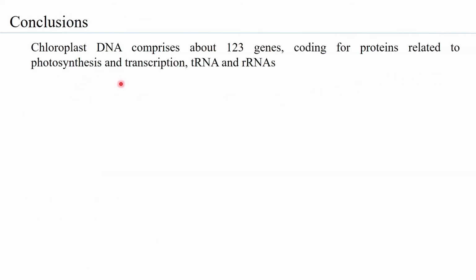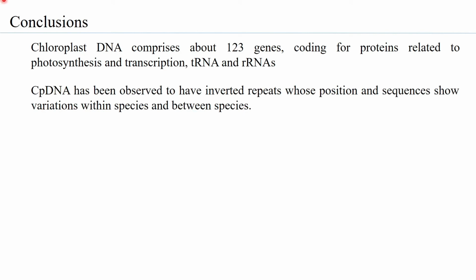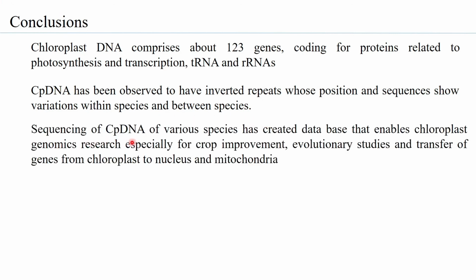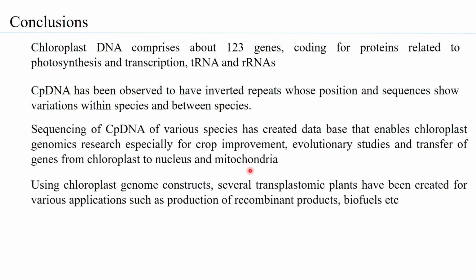So let us make the conclusions. Chloroplast DNA comprises about 123 genes coding for proteins related to photosynthesis and transcription, tRNAs, and more. cpDNA has been observed to have inverted repeats whose position and sequences show variations within species and between species. Sequencing of the chloroplast DNA of various species has created a database that enables chloroplast genomics research, especially for crop improvement, evolutionary studies, and transfer of genes from chloroplast to nucleus and mitochondria.